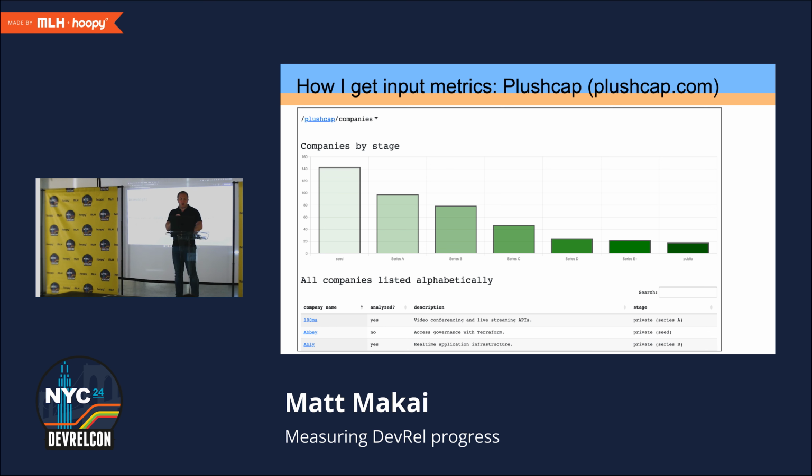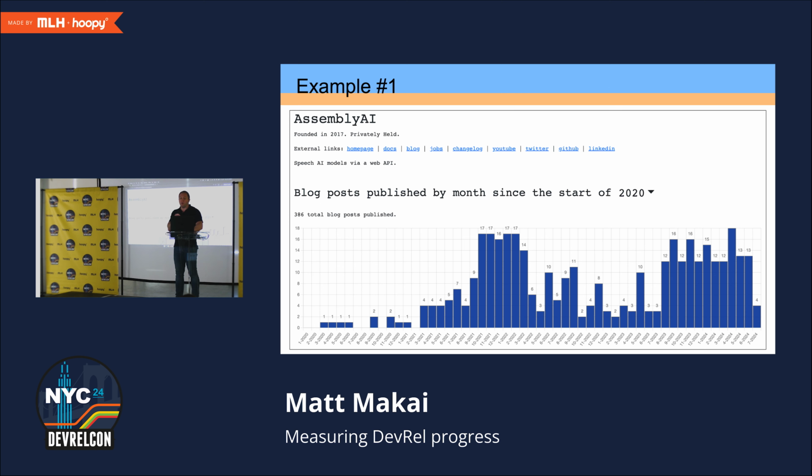So with Assembly AI, we can click in and get number of blog posts. We're going to zoom out to all the blog posts they've ever published. I want to tell you the story of Assembly AI in this chart. Assembly AI was founded in 2017. They were figuring out product market fit. So this is AI models.